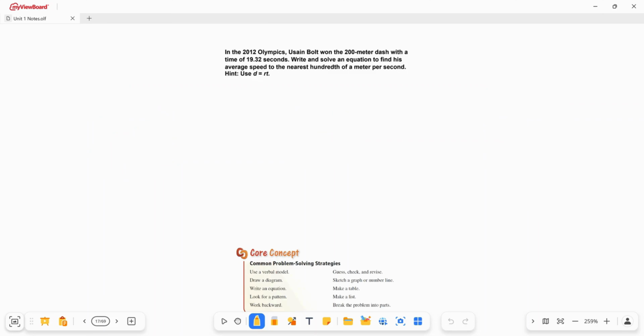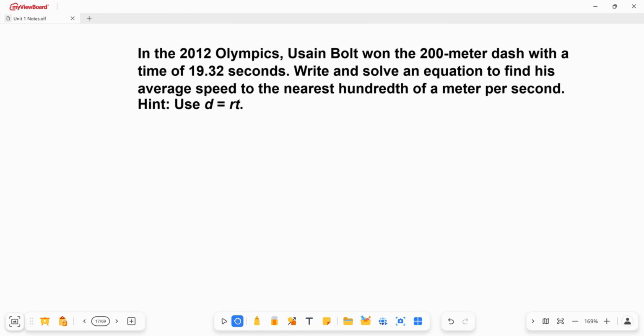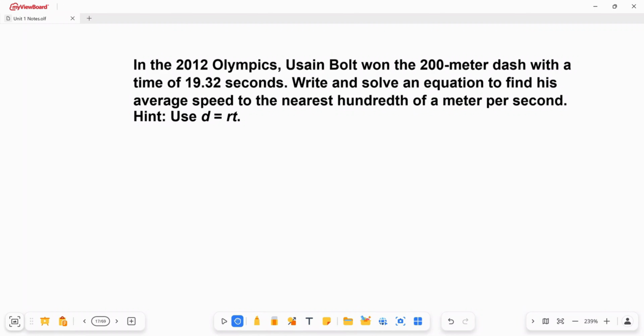But here are those. Now let's try writing an equation and then solving it. So in the 2012 Olympics, Usain Bolt won the 200-meter dash with a time of 19.32 seconds. Write and solve an equation to find his average speed to the nearest hundredth of a meter per second. Hint, use D equals RT.